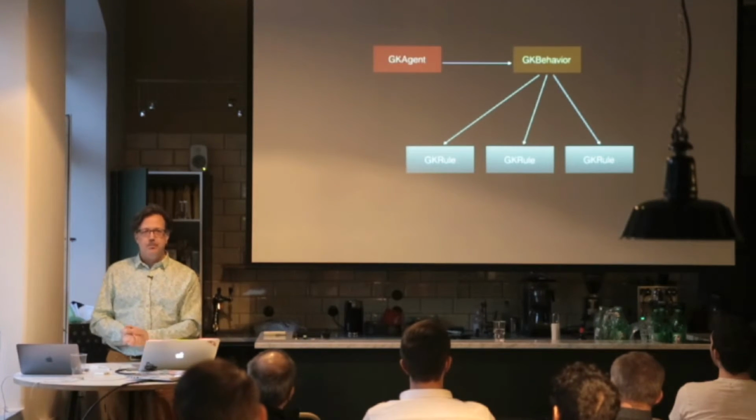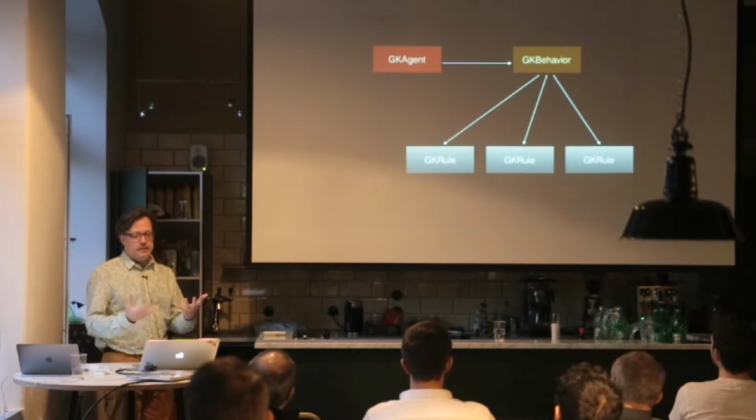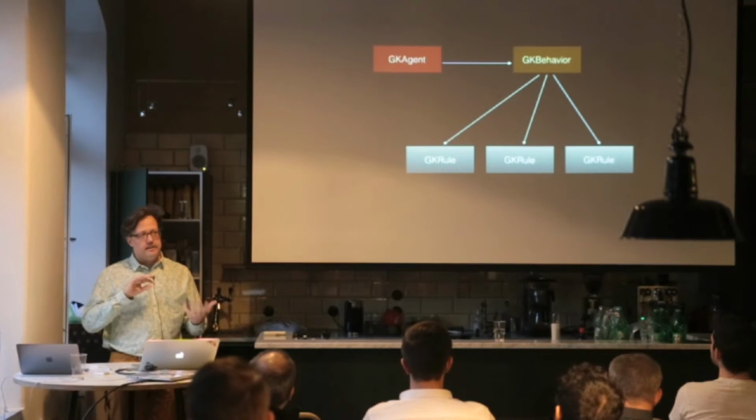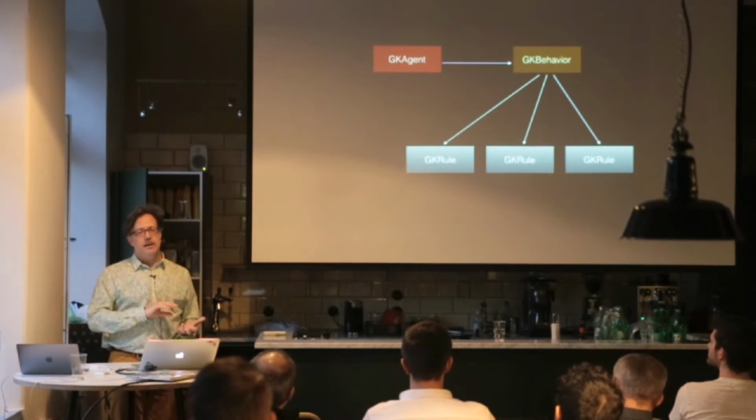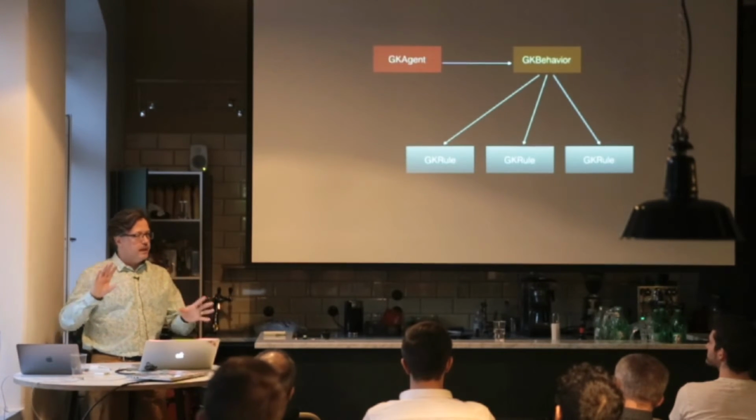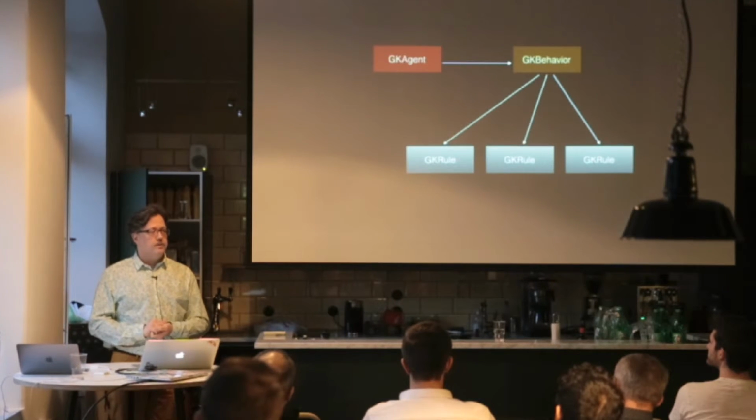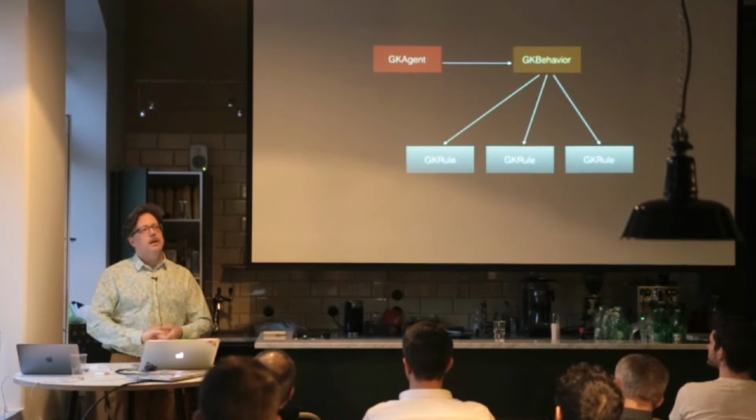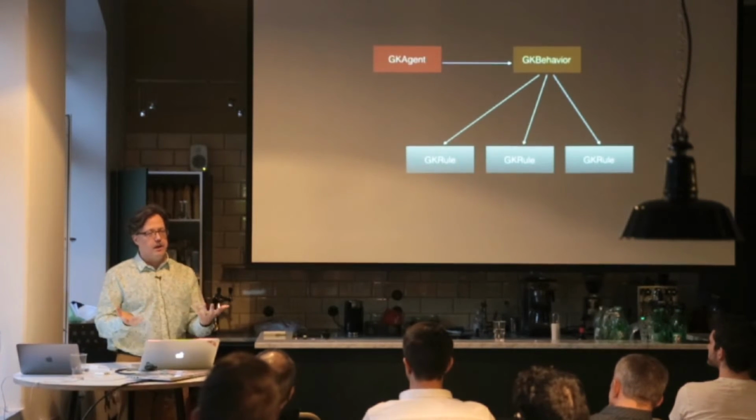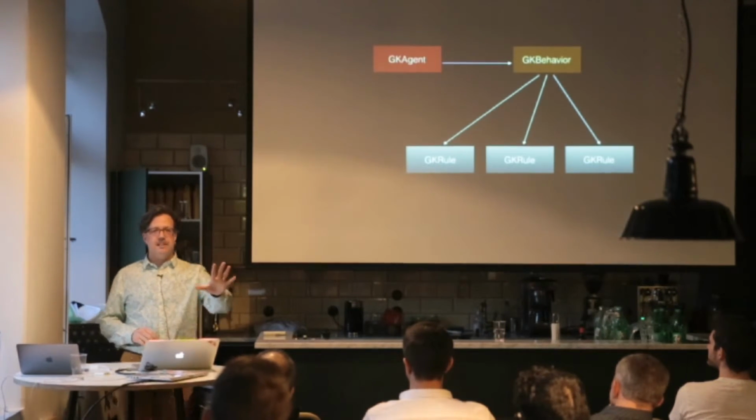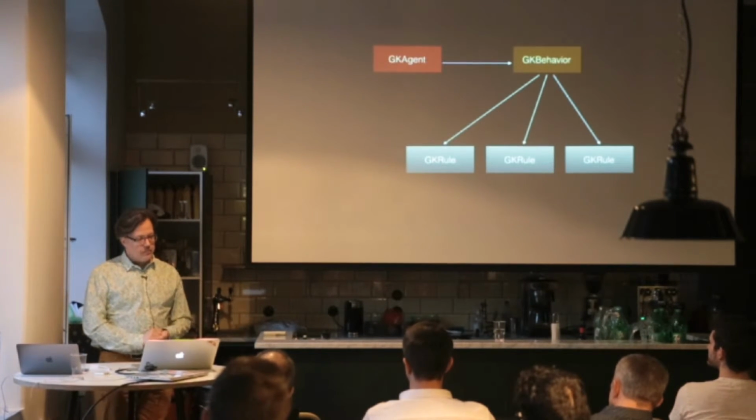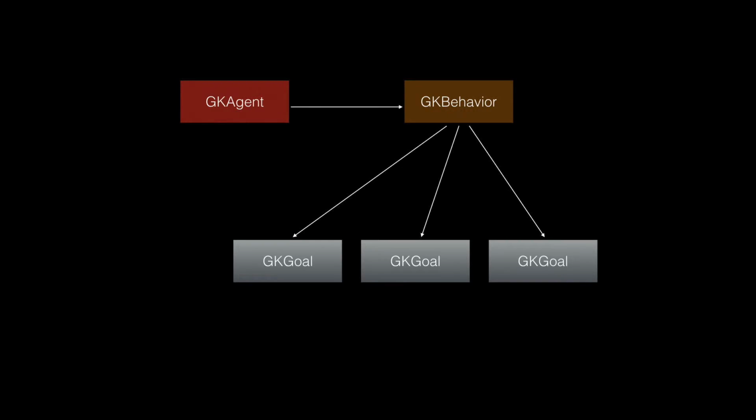GKAgent contains properties describing an agent's physical characteristics, like its mass and maximum velocity. And these things are distinct from any sort of physics kit you're using or not using. So if you are using the built-in physics in SpriteKit, you have to write some glue code to keep these things in sync. When you set up your objects, you have to make sure that, okay, I've set a physics mass on this thing, so I'll set the mass on the agent. Each agent also has a single property called behavior that points at a current behavior.